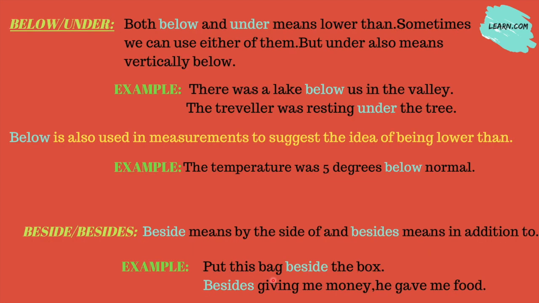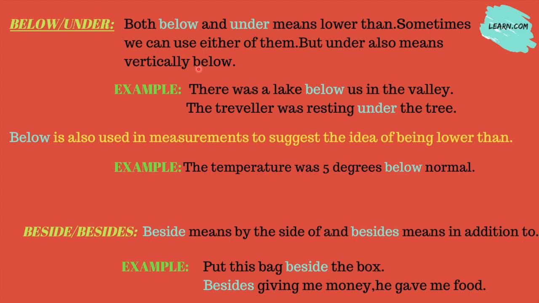Okay. Similarly, after getting an understanding about above and over, now we come to below and under. Same thing, below and under mean lower than. There we studied higher than. Here we have to study lower than. Below and under. Both below and under mean lower than. Sometimes we can use either of them, but under also means vertically below. Here is a technical point. Sometimes both can be used in some situations.